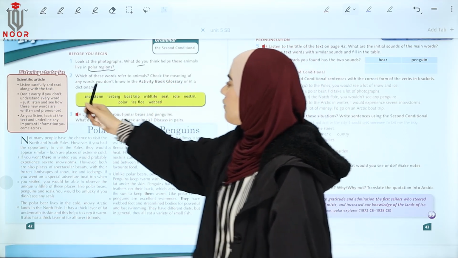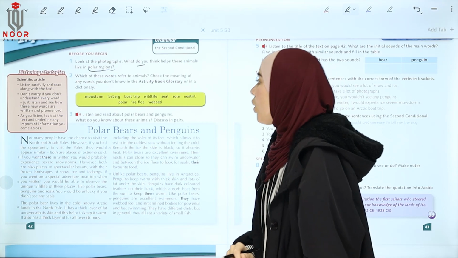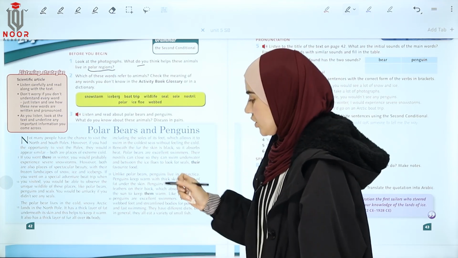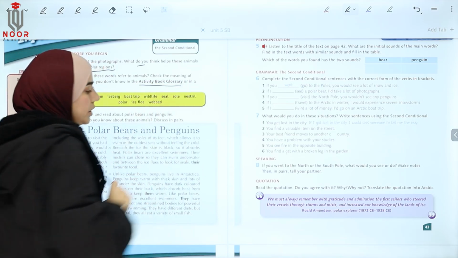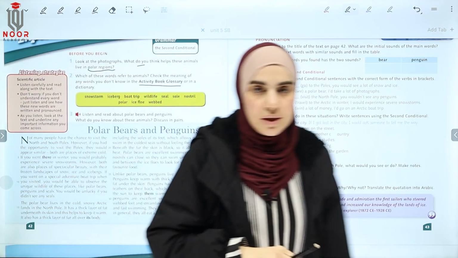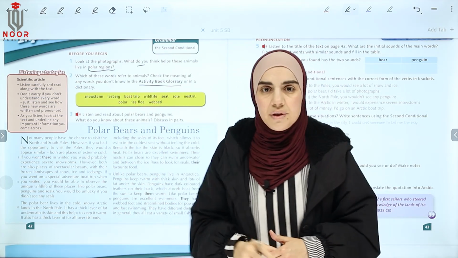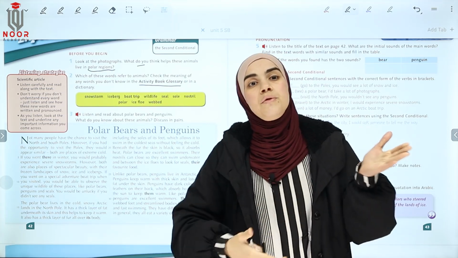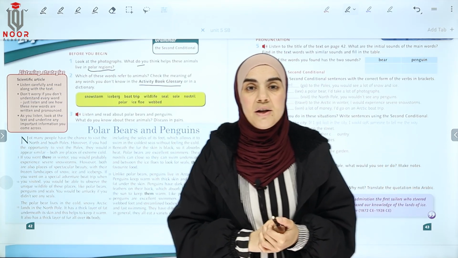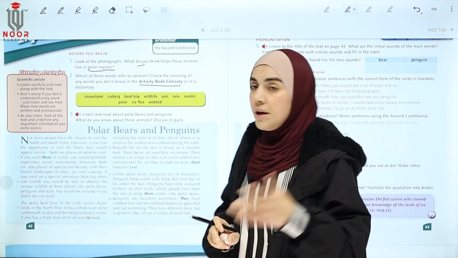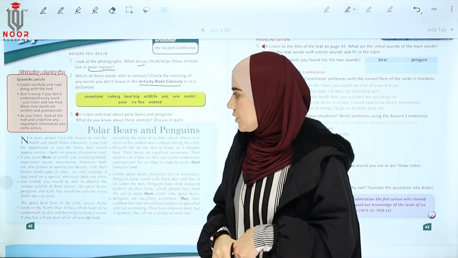Which of these words refer to animals? Check the meaning of any word you don't know in the activity book glossary or in a dictionary. عشان هيك يا شباب وصبايا, the activity book glossary is very important, at the end of the book, I mean here the activity book. ففي نهايته في كل معاني اللي هي مطلوبة منك لصف 10. English meaning and also with a part of speech.